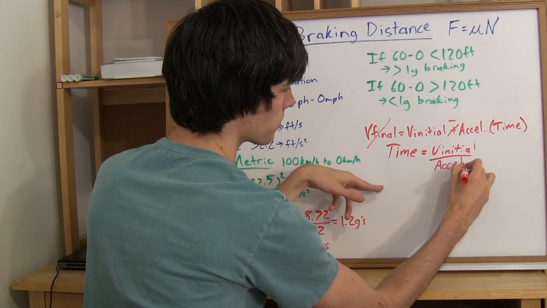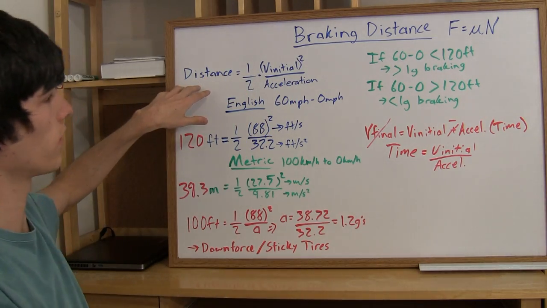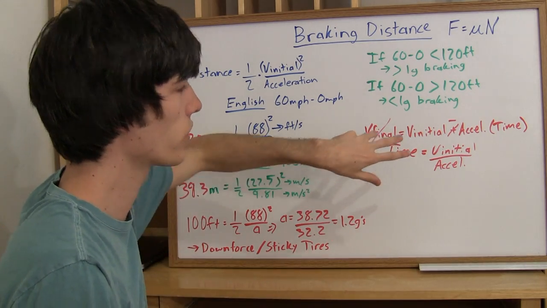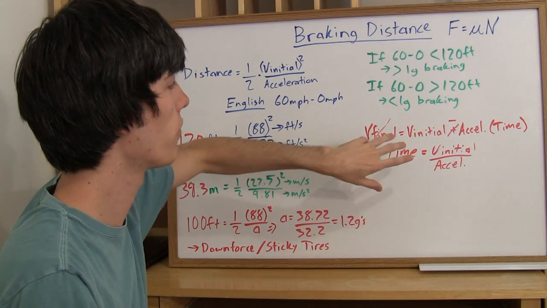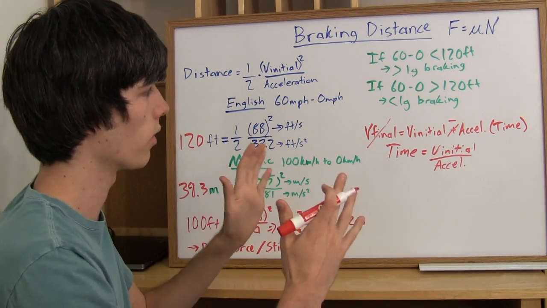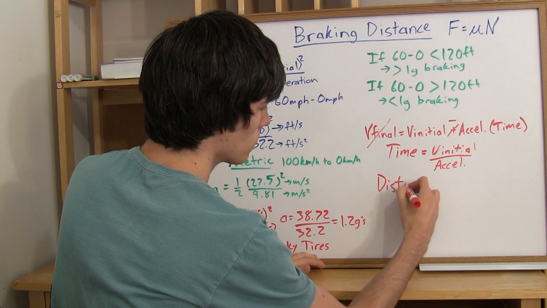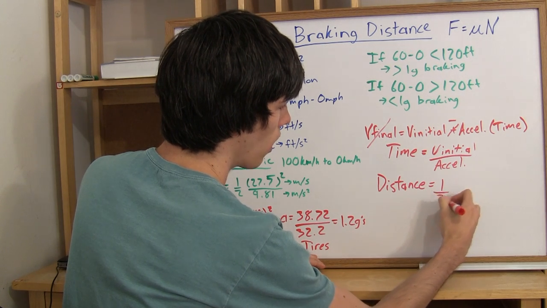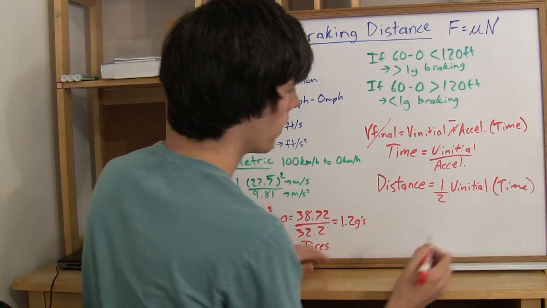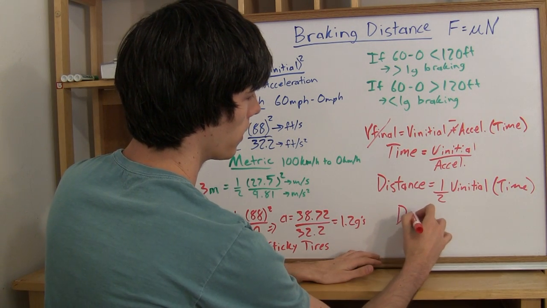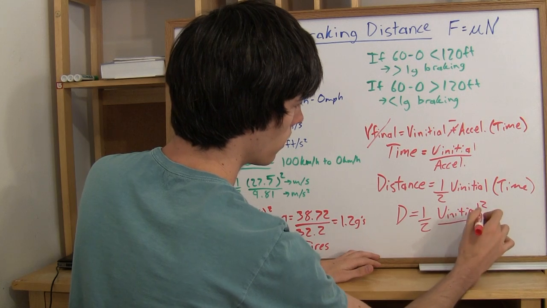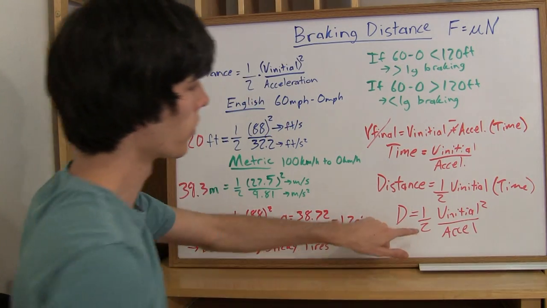over your acceleration. Now we need an equation for distance in terms of time. How can we figure out how far something travels between two velocities? You just take the average of those velocities and multiply by time. Our initial velocity is a certain number, and our final velocity is zero. So the distance we travel is going to be equal to 1/2 our initial velocity times time. Now plug our equation for time into this equation, and you'll get d equals 1/2 v initial squared over acceleration. So that's where the equation comes from.